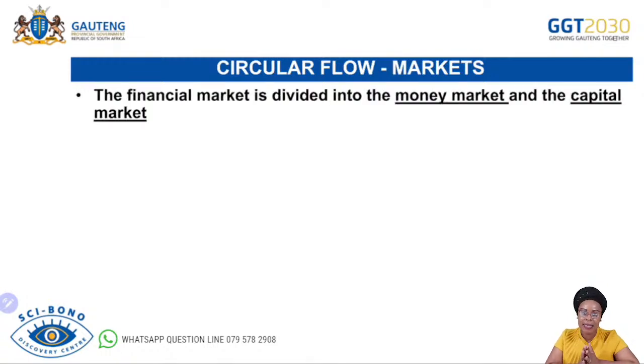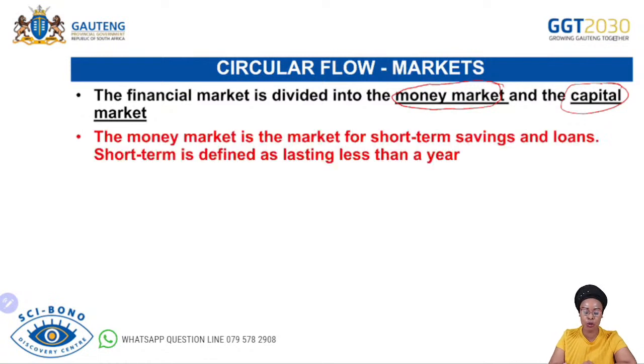This market consists of money market and capital market. You need to learn the difference between the two. So it is divided into two. Let's look at the money market. A money market is the market for short-term savings and loans. So if you want to borrow money for a short duration of time, which is 3 months, 6 months, or less than a year, you can approach a money market. So short term is defined as lasting for less than a year.